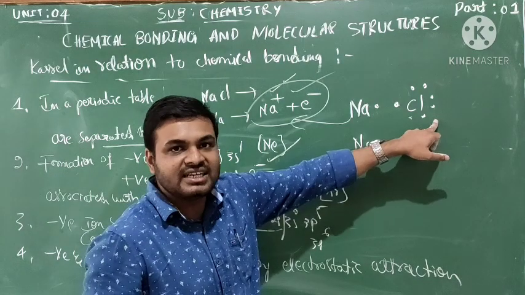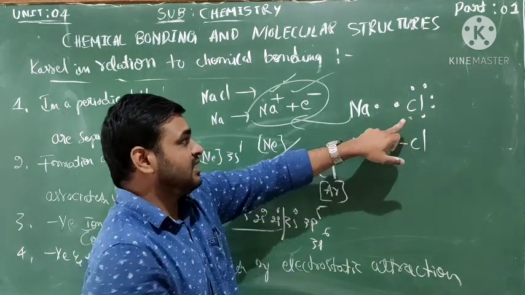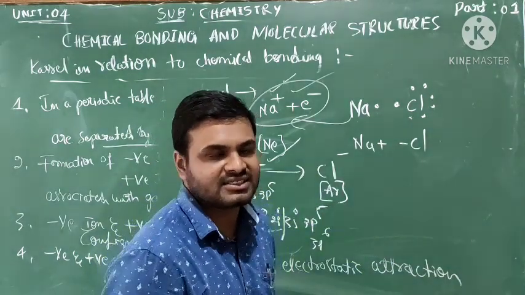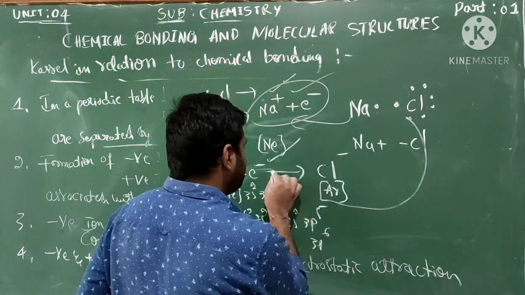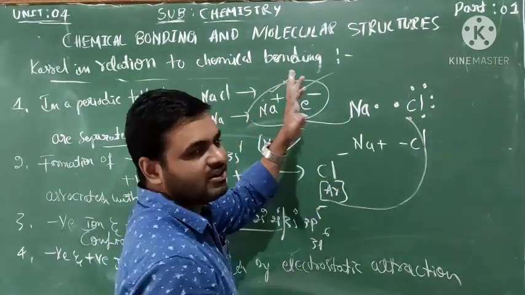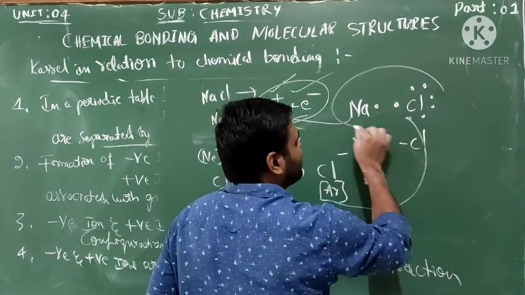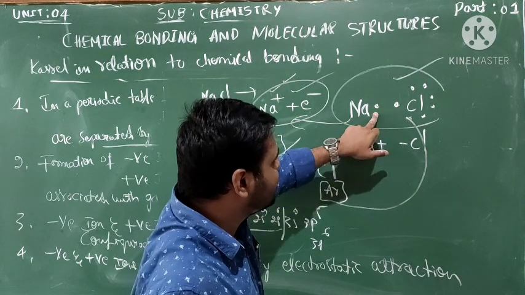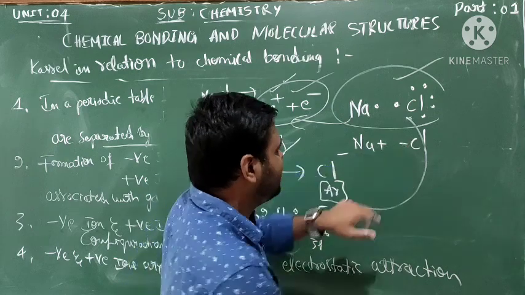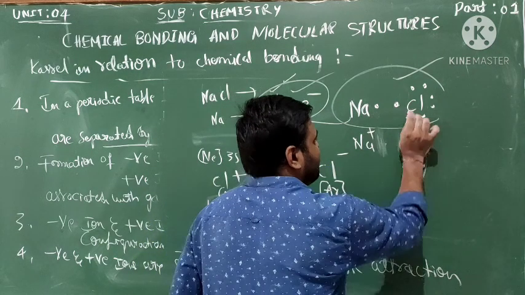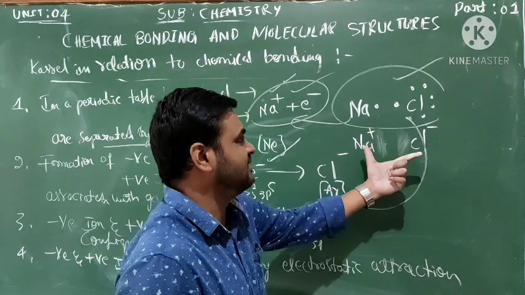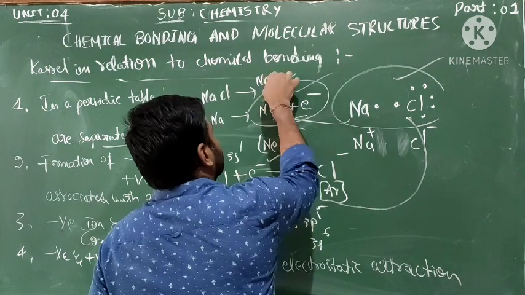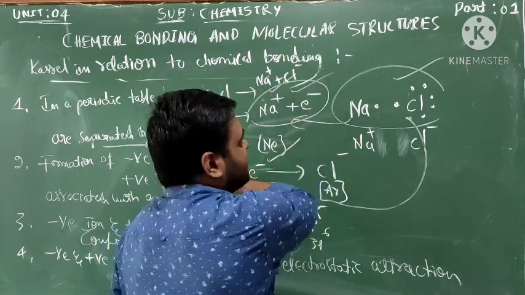See here, chlorine. Gaining 1 electron is easy compared to losing all 7 electrons. So that's why chlorine gains the electron and sodium loses the electron, forming a stable electron configuration. The charges are Na plus and Cl minus. Clear? This is the formation of Na plus and Cl minus.